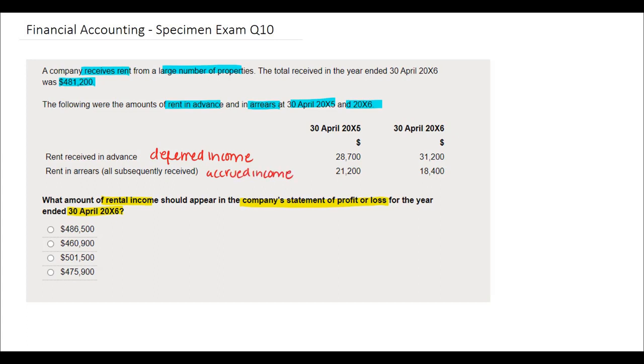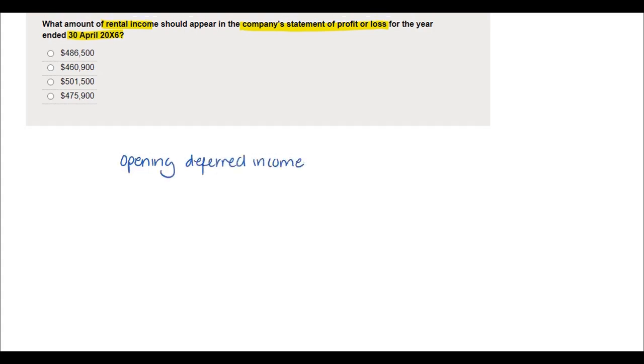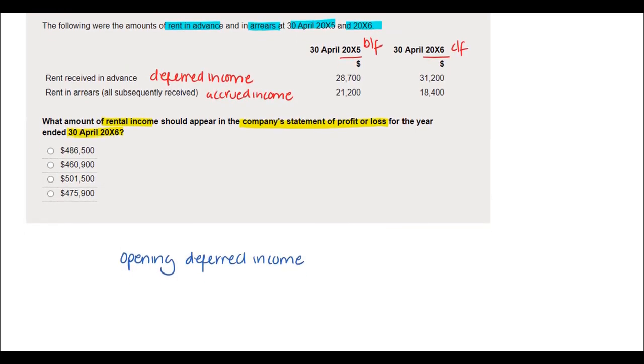You're presented with information for X5 and X6. The balances given for X5 will be the opening balances or the brought forward figures, and the balances given at X6 are the closing or the carry forward figures. The best way to approach a question like this is the shortcut formula approach, which I'm going to show you. Start with the opening deferred income. The question reveals that the opening deferred income balance is 28,700.